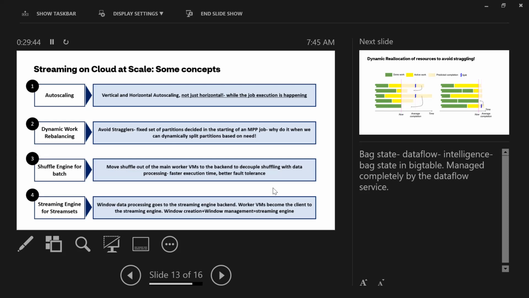You need all this to be happening while the pipeline is running. This all has to happen when the data is in motion, when the processing is happening, when the jobs are in flight. Now it's still easier to think about it from a horizontal auto scaling.